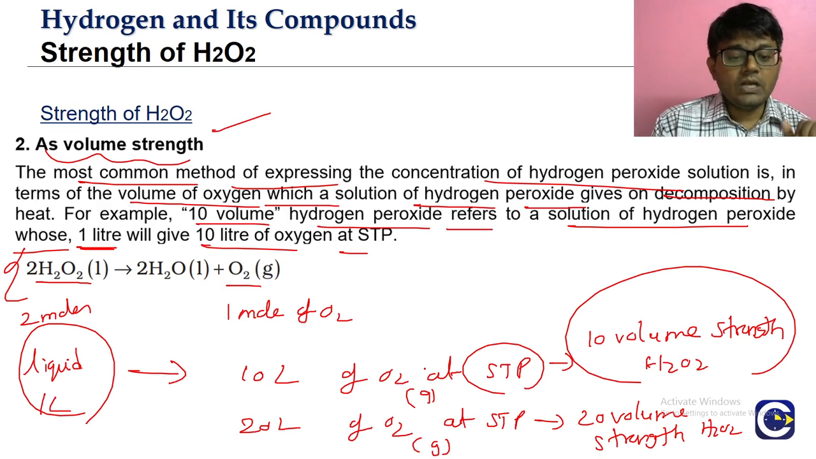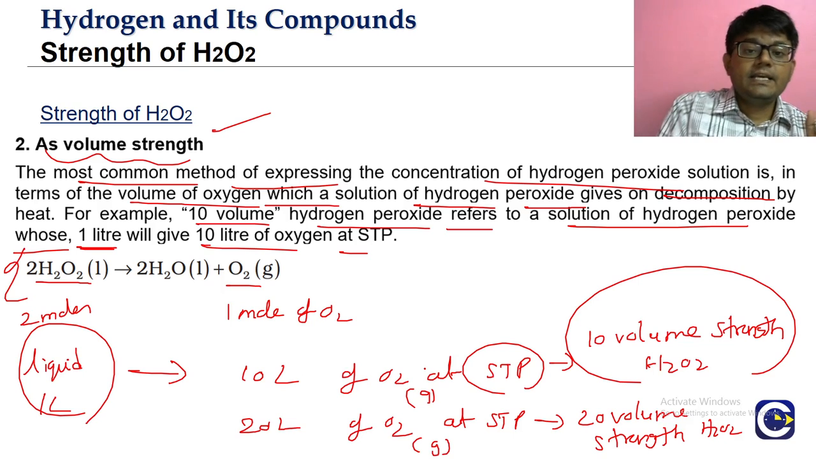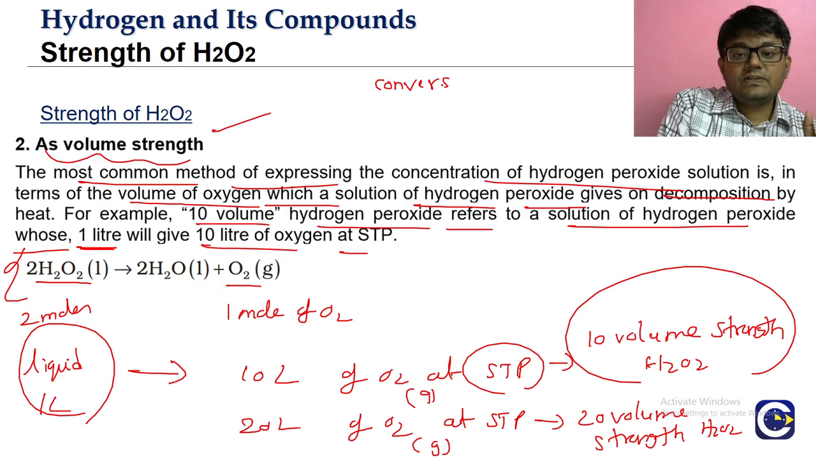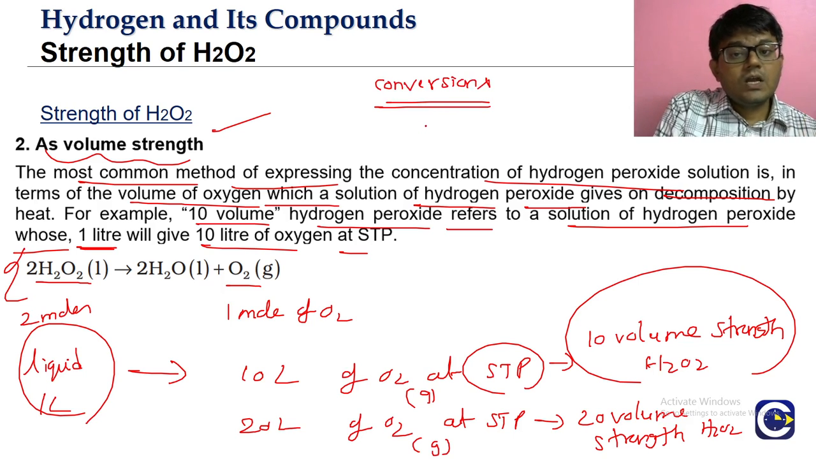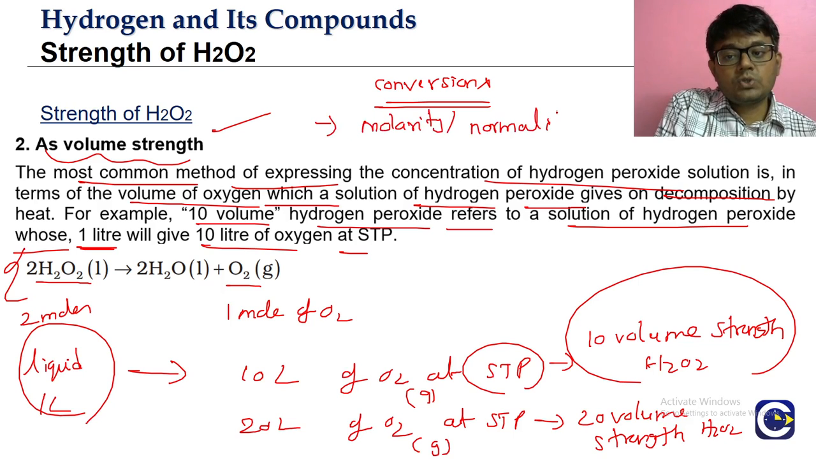Okay, now here what will we be expecting in terms of numericals? In terms of numericals, they will be asking us the conversions. Normally, whenever we have a solution, we can talk about the molarity of the solution or the normality of the solution. These are common concentration terms. We can talk about the molarity or normality.